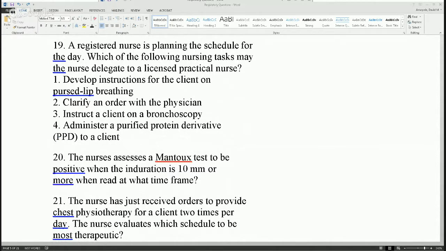Get another one. An RN is planning the schedule for the day. Which of the following nursing tasks may the nurse delegate to the LPN?